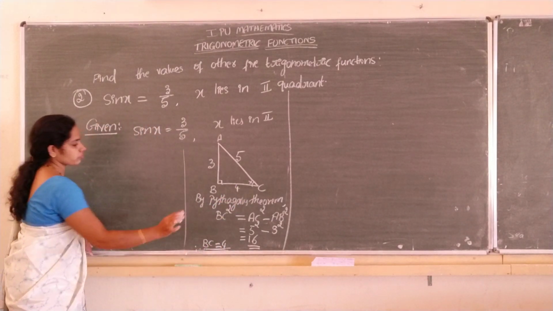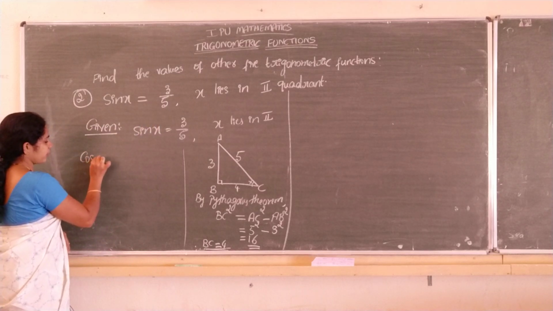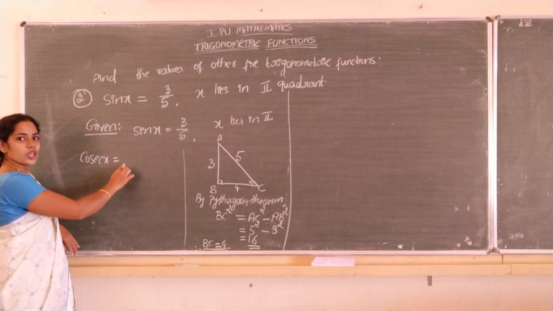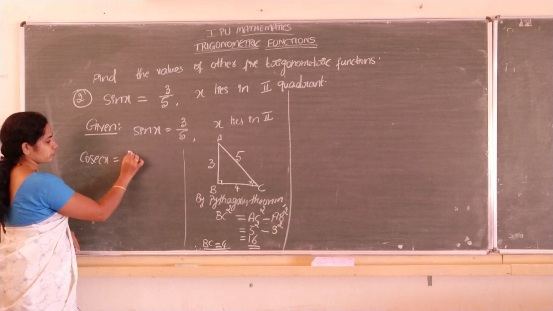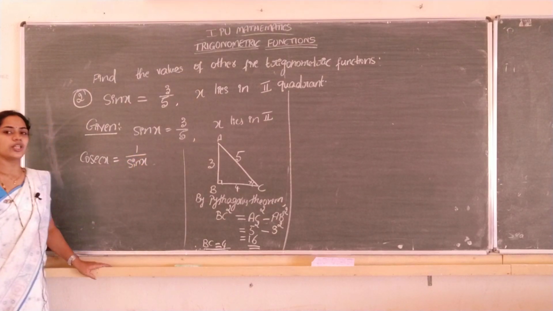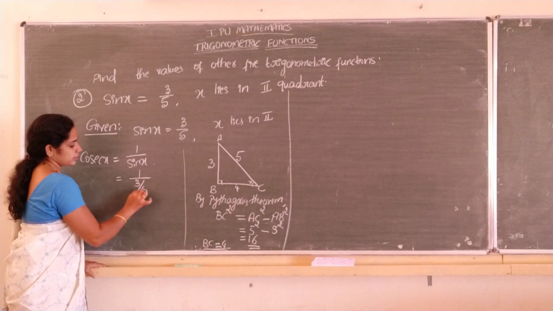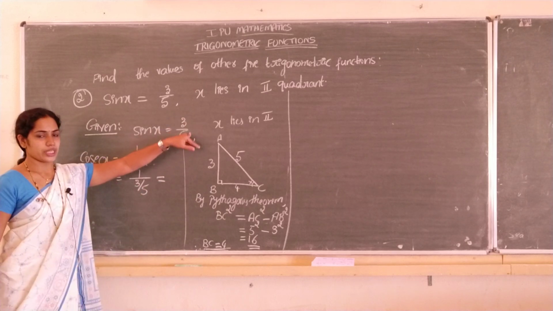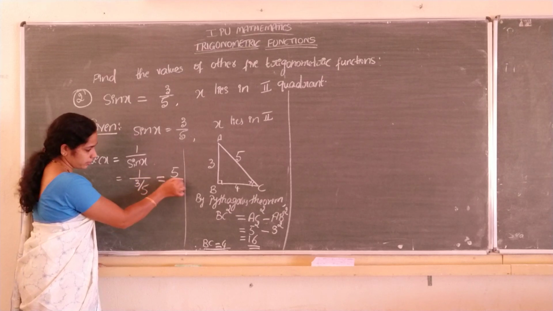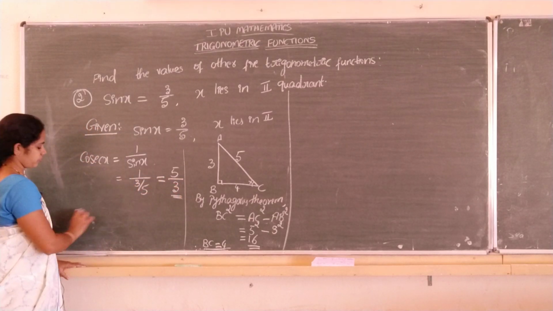Now sin x is given. Directly we can find out cosec x. Correct? What is cosec x? Cosec x is equal to 1 by sin x. This is 1 by, or just the reciprocal, 5 goes to numerator, 5 divided by 3.